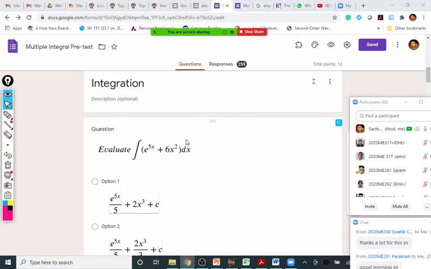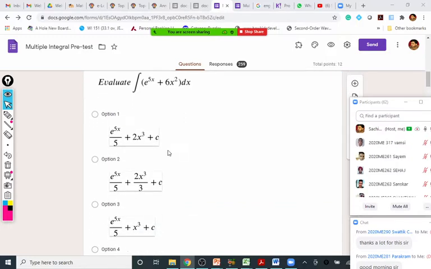Yes, sir. Okay, so this is about the first question that we have. The question is: evaluate this integration. Now, this is the first test about the prerequisite formulas. If you are able to integrate these types of integrals, then obviously you will be able to integrate the questions from our syllabus.